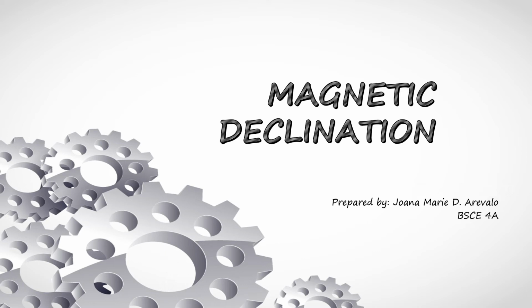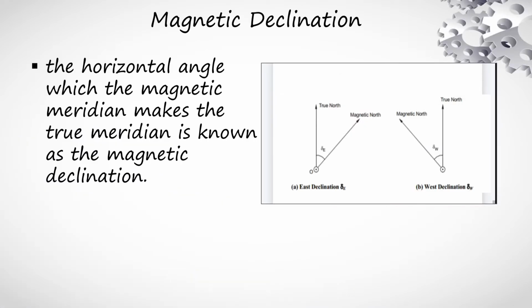Good morning, everyone. My topic is all about magnetic declination. Except in a few places, the magnetic meridian at a place does not coincide with the true meridian at that place.